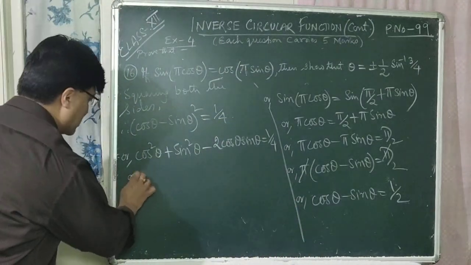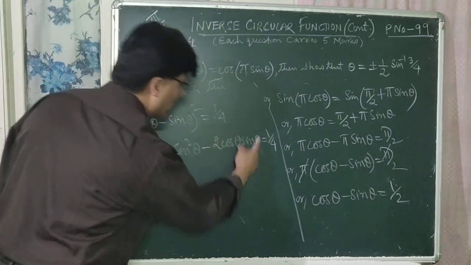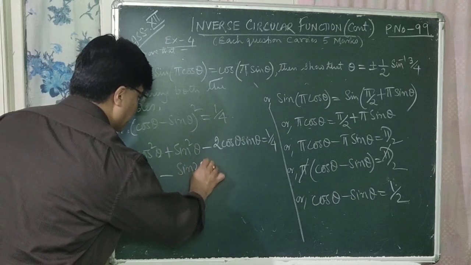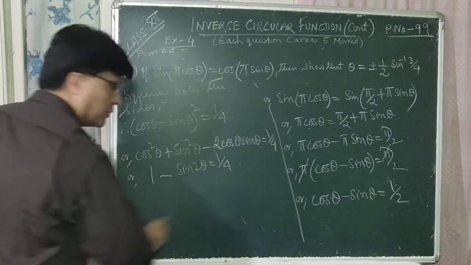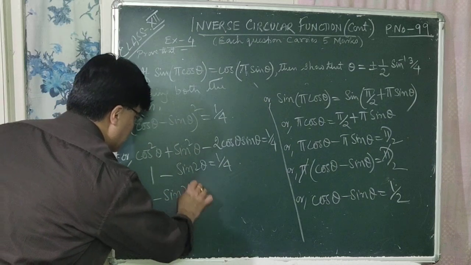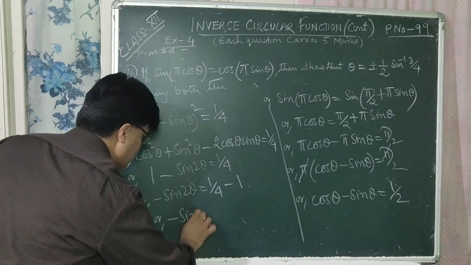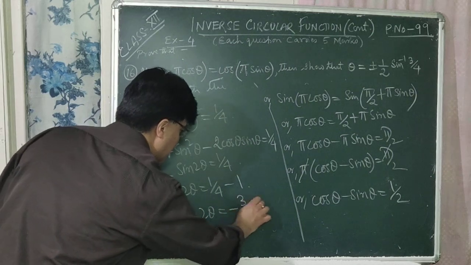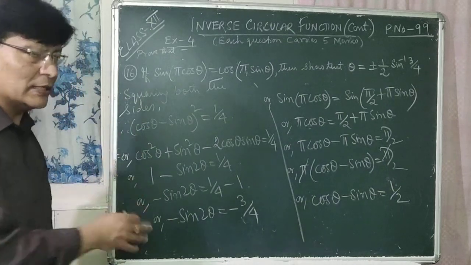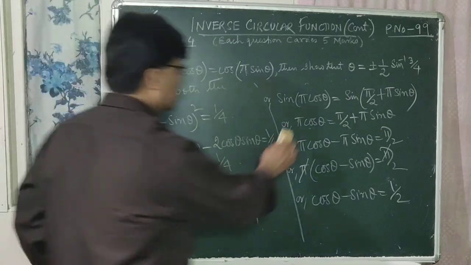So now you know that cos square theta plus sine square theta is 1, minus, you know this formula from multiple angles. What is 2 sine theta cos theta? That is sine 2 theta, which is equal to 1/4, right? Next, minus sine 2 theta is equal to 1/4 minus 1, and 1/4 minus 1 is minus 3/4, isn't it? 4 ones are 4, that is minus 4 plus 1 is minus 3 divided by 4. So from both the sides you can cancel this minus sine.